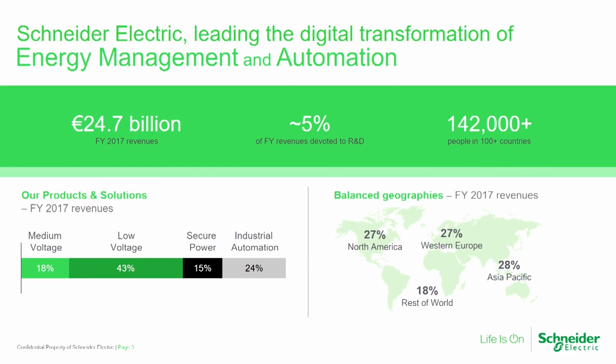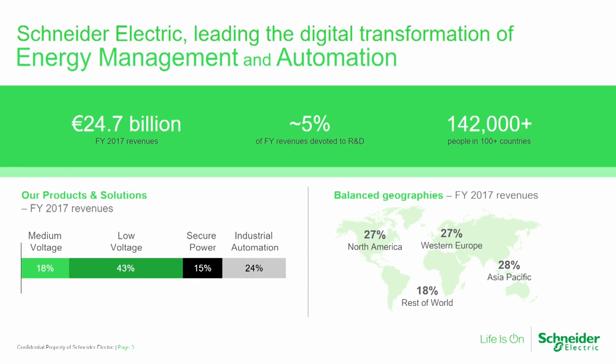As you can see, Schneider is divided into different market segments: medium voltage, low voltage, secure power, and industrial automation. Our results are pretty well balanced all over the world, showing our global presence. And I belong to an entity called Strategy and Innovation, where we have a role of expertise for Schneider globally. That means that we support worldwide development teams, production plants, and local teams as well on any subject for all the business units of Schneider.